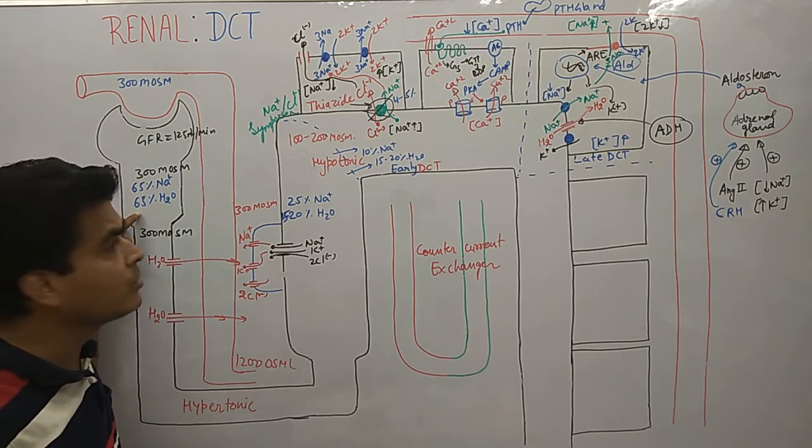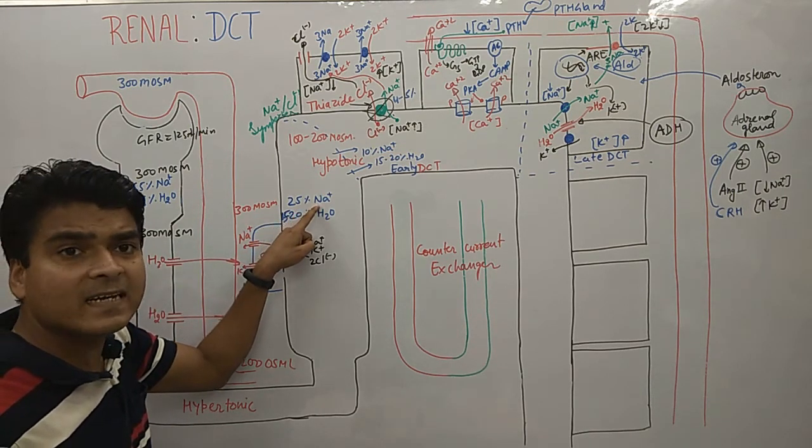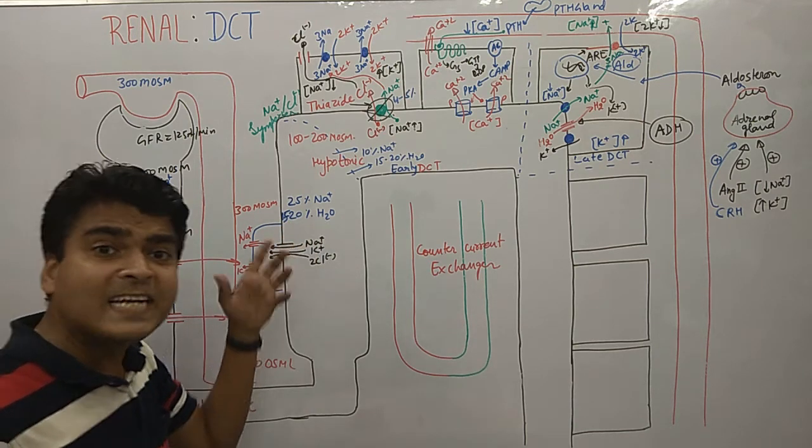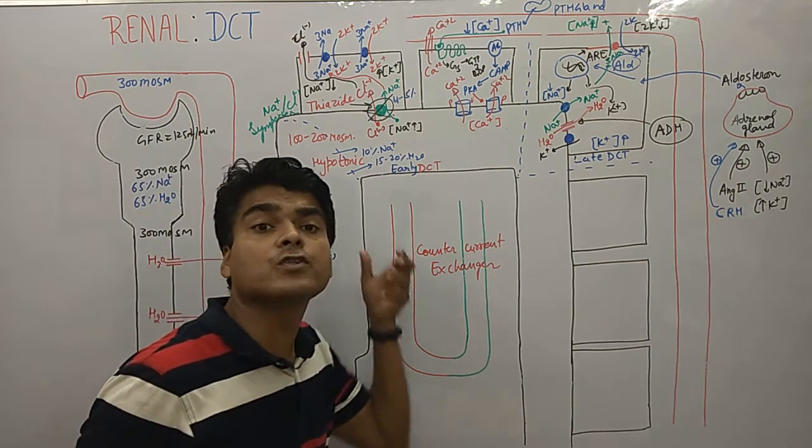65% of sodium is absorbed and 65% of H2O is almost absorbed. Here also 25% sodium is absorbed and almost 15 to 20% water is absorbed. It means water follows sodium.